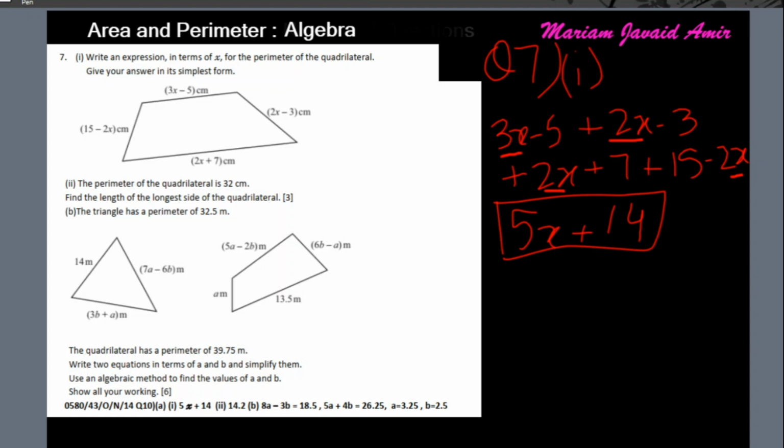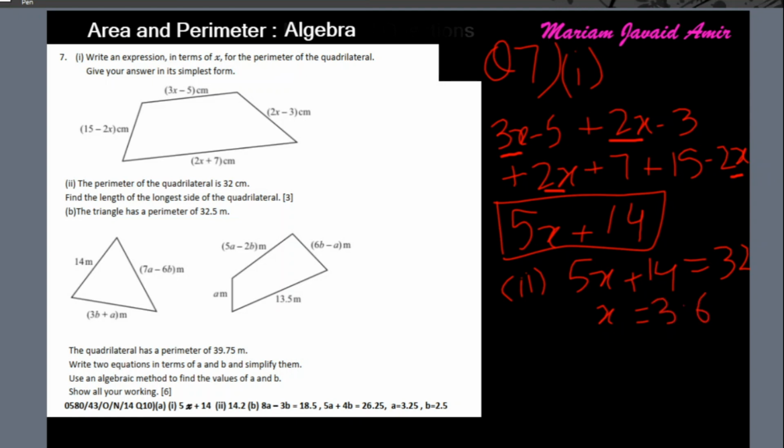Find the length of the longest side of the quadrilateral. So we just found the expression for perimeter. Equate it to 32. This will give us the value of x. So 32 minus 14 divided by 5, which gives us 3.6.